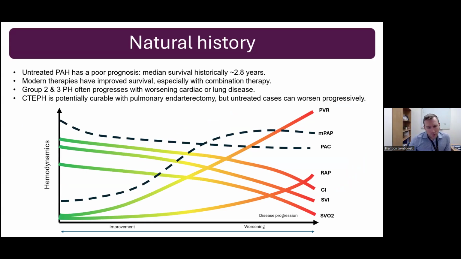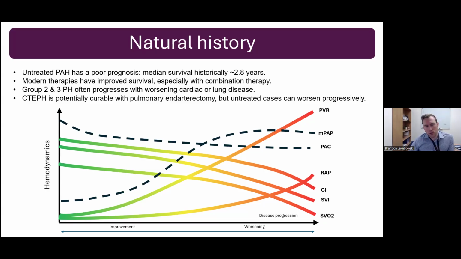The natural history of PH is important to understand as we have a pretty solid evidence base that untreated PAH patients generally have a poor prognosis. And this comes from the days before therapy was available. We know that their median survival historically has been approximately 3 years or so. But with modern PAH therapies, especially with combination therapy, people are living up to 10, 15, 20 years in some cases.